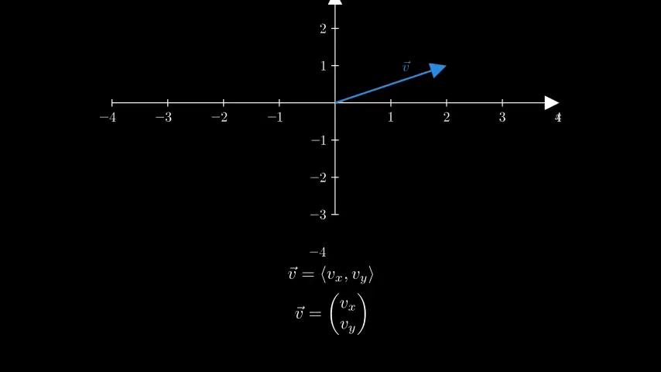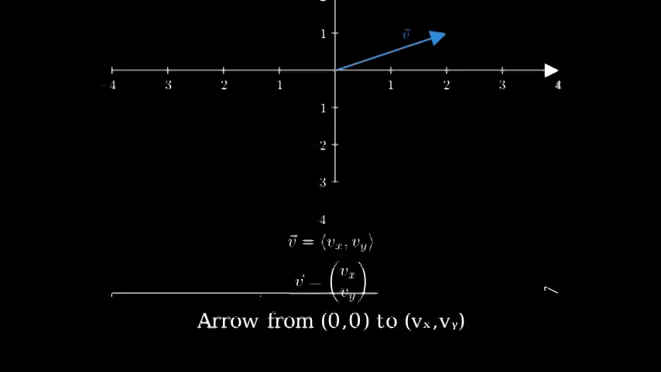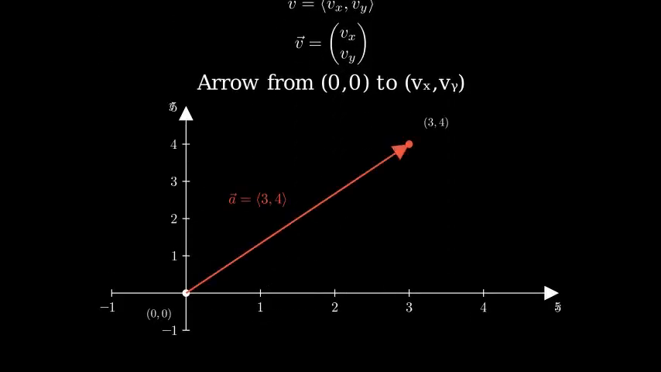Another way is to write it in column form as a matrix with one column and two rows. And of course, we can represent it as an arrow from the origin to the point (v_x, v_y). Let's look at an example. Vector a equals ⟨3, 4⟩. This means the vector goes 3 units in the x direction and 4 units in the y direction. It's an arrow from the origin (0, 0) to the point (3, 4).